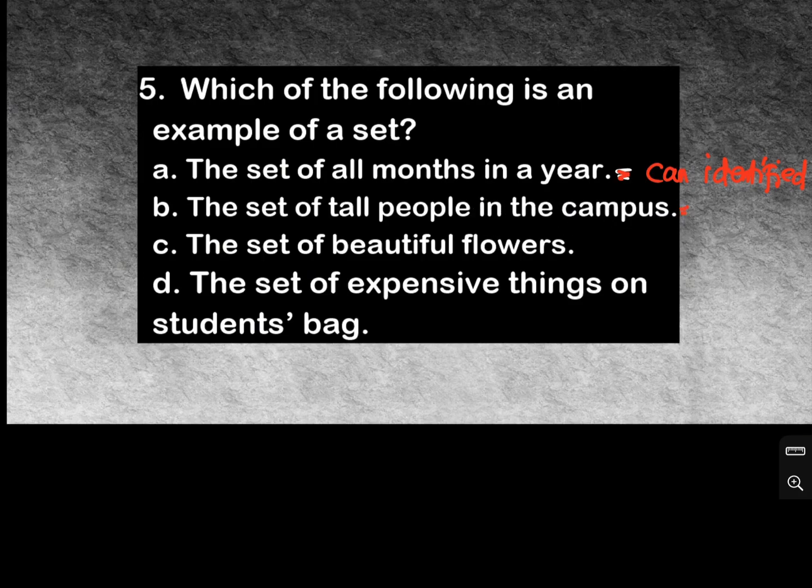But before we proceed, let's try letter B, the set of all tall people in the campus. Here we cannot identify because it's very subjective. It depends on how we see that guy, if he's tall or not. For letter C, the set of beautiful flowers. This is also subjective. We cannot identify which is beautiful or not. There is no reference for a flower to be called beautiful.